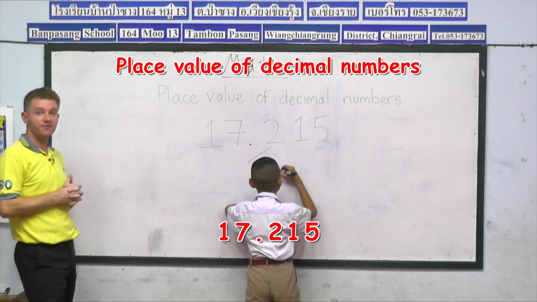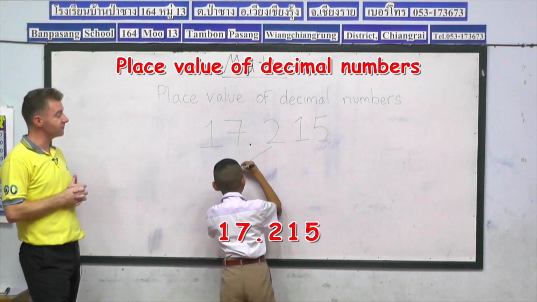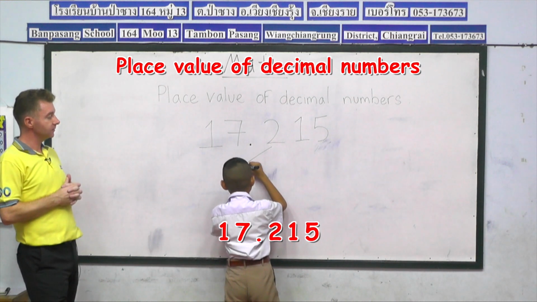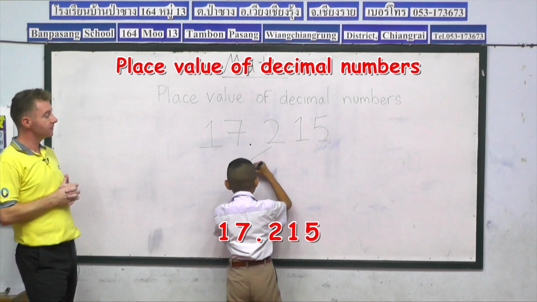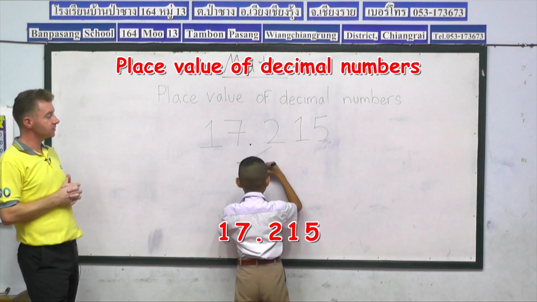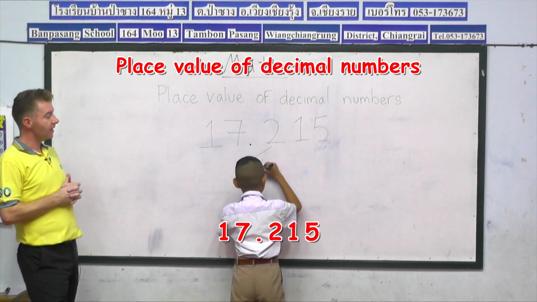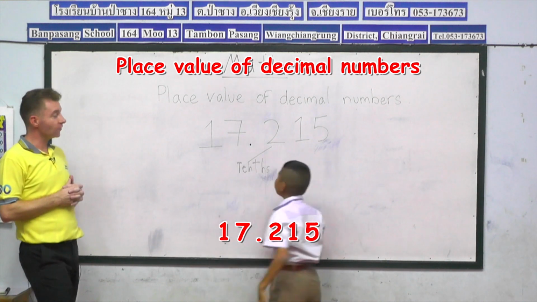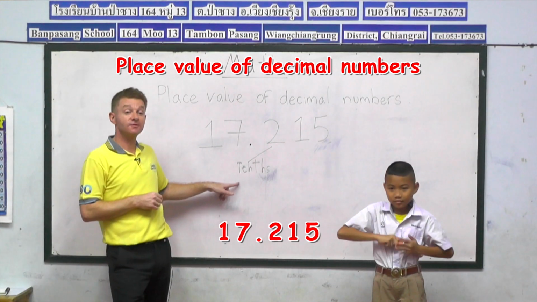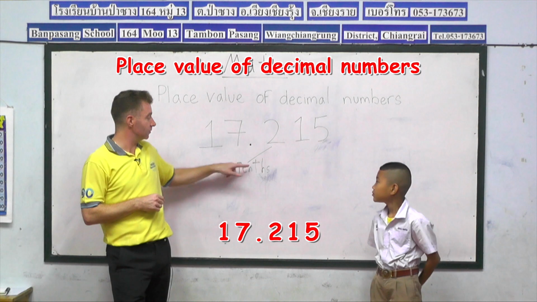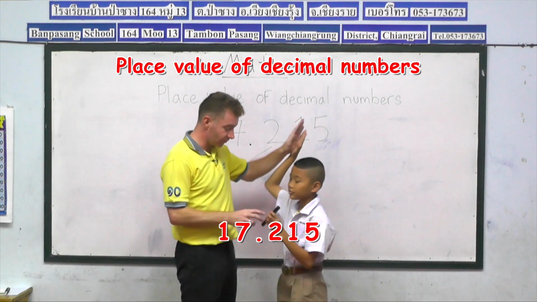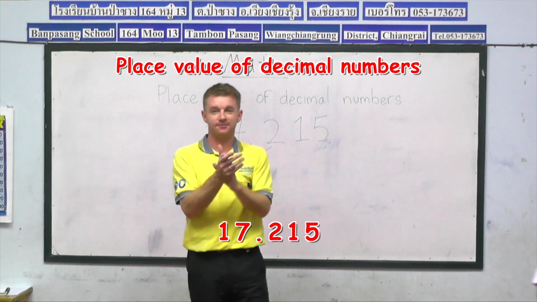Tenths. Correct. And now Pangpon will write tenths. T-E-N-T-H-S. So all together, guys, we can see the word tenths. And this is the place value that Pangpon has correctly written here. So high five and a big round of applause for Pangpon, please, guys.